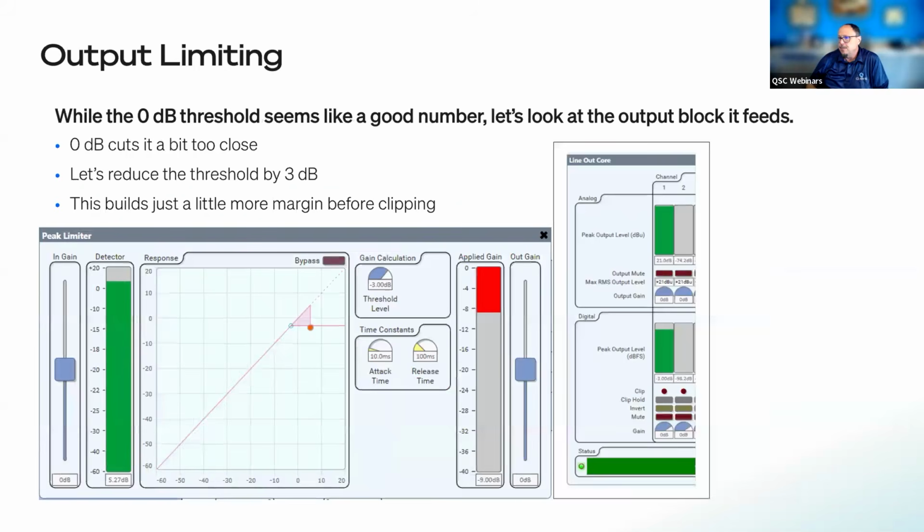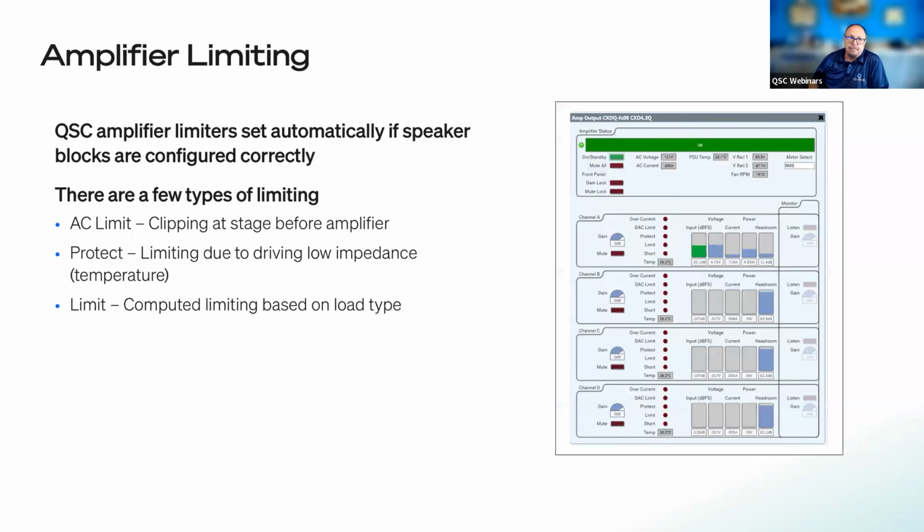What we recommend is you may want to set this to like -3. And so it's going to kind of limit how much that goes over and just give you a little bit more headroom in there. So reduce the threshold by dB, it gives it a little bit more margin before it clips, less likely to cause issues.